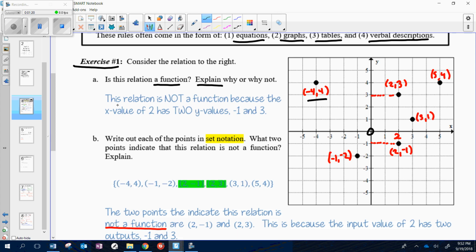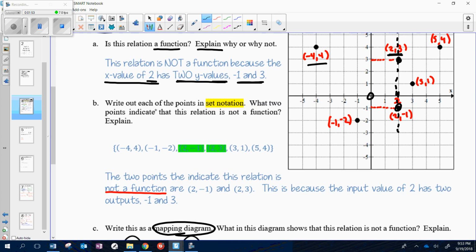And I'm thinking that this is not a function because when I look at the x value of 2, right here on the graph, I could go up to this point, which is 2, 3, or I could go down to this point, 2, negative 1. So the x value of 2 has two y values. If it was a function, each x has only one y. This x value hits at two different y values.